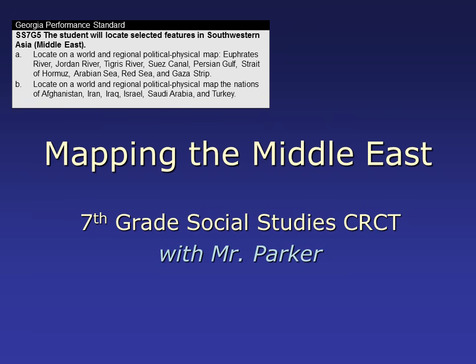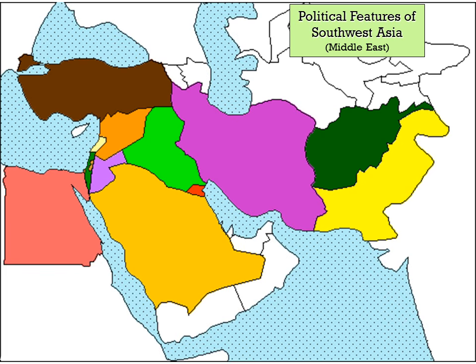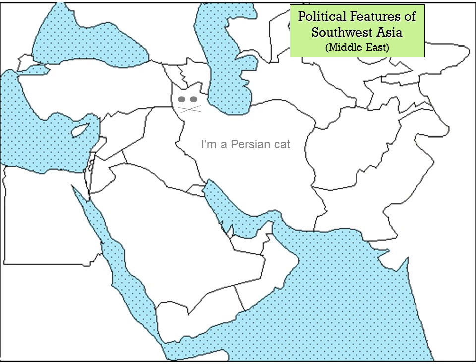Let's take a few minutes to practice some of the mapping content we're going to need to know for the CRCT. This time, let's do the Middle East. So here we have a political map of Southwest Asia. There's a lot of countries on this map, so it looks a little bit daunting. Don't worry, we've got some strategies that will help you to remember which one is which.